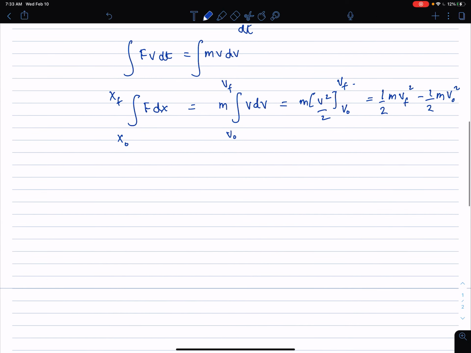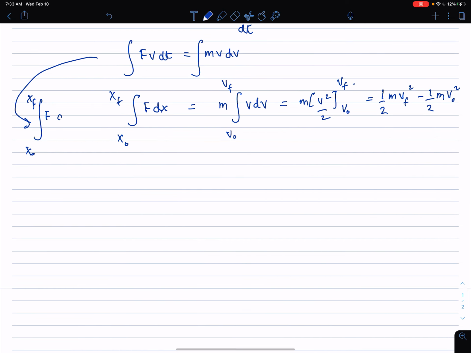Of course, F v dt being equal to F dx is basically just, this is just the integral from x naught to x f. F v is F dx/dt, and then you have times dt, and you can imagine sort of canceling these dt's to get F dx. Okay.